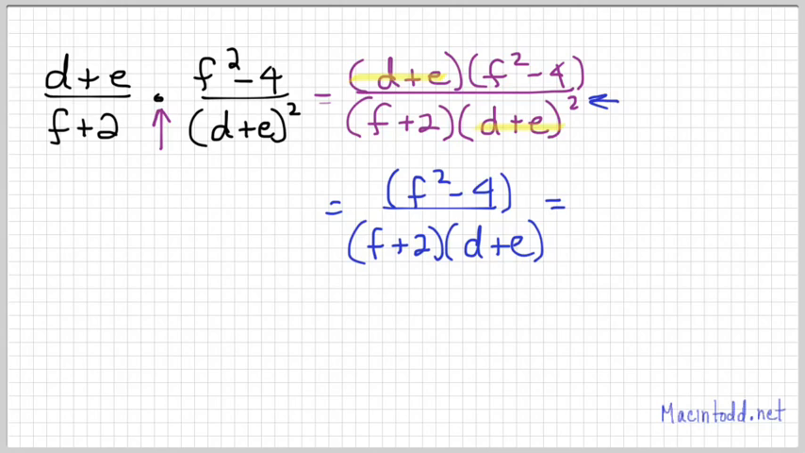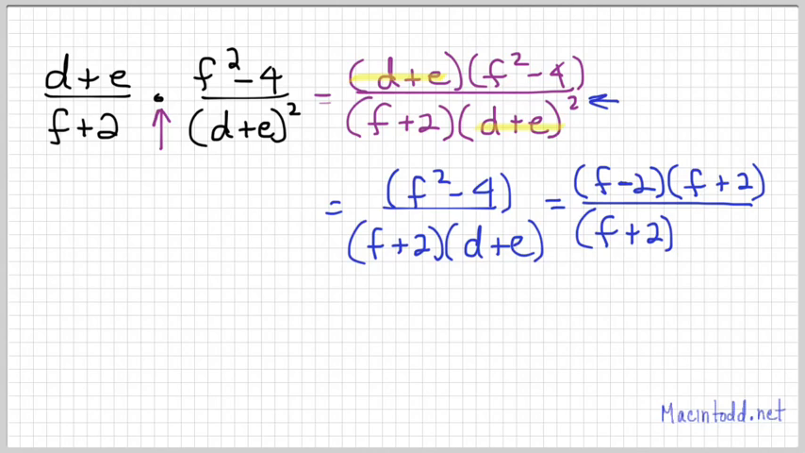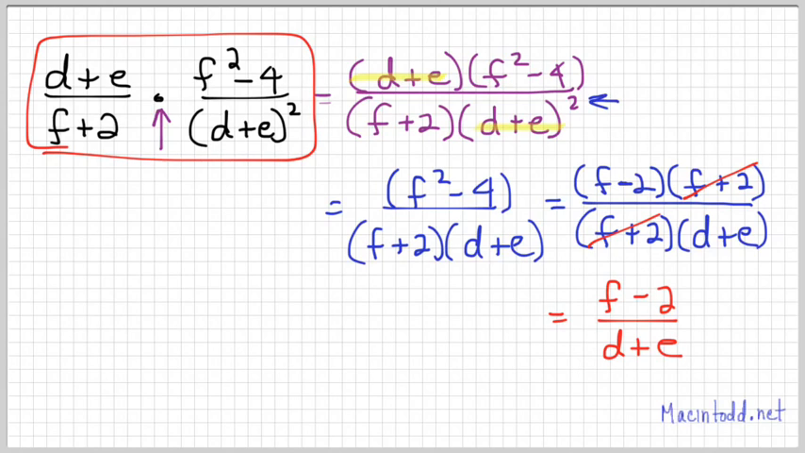This numerator, though, is a difference of 2 squares, F minus 2 times F plus 2. Notice we're factoring them. Why? Because we're looking for common factors. And so you have to have it factored to find them. And we can see now there's an F plus 2 that's a common factor in the numerator and denominator. And so that just simplifies to F minus 2 over D plus E. So here's our original multiplication problem, and the result is a much simpler rational expression.